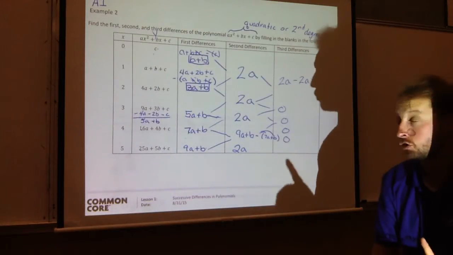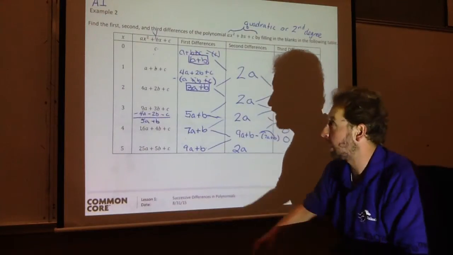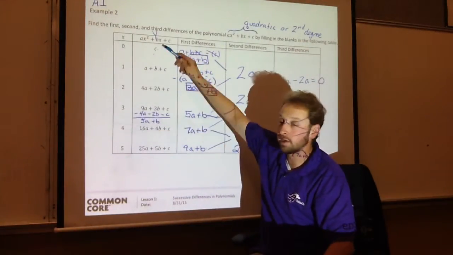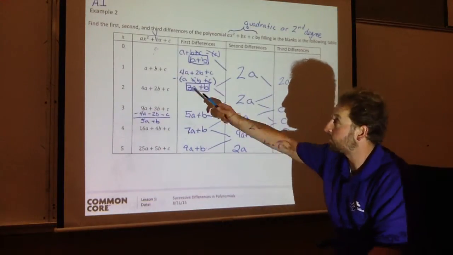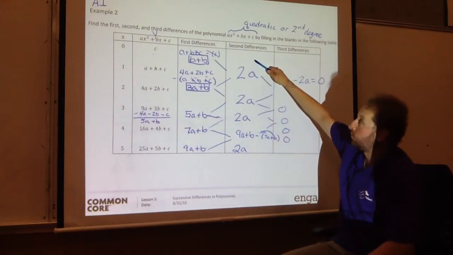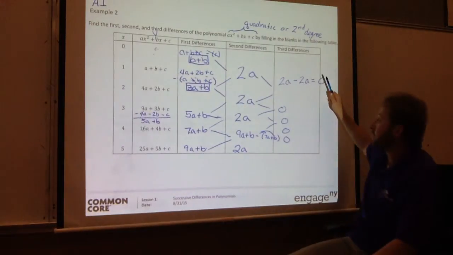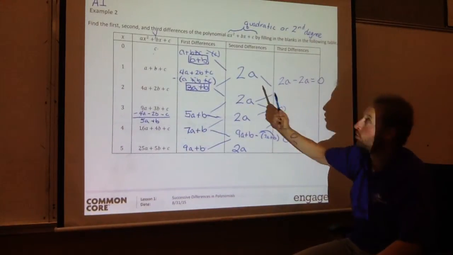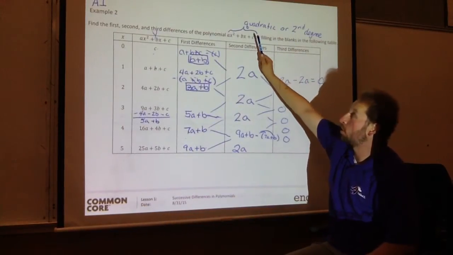So if you're asked a question, is a table I'm given, an XY table I'm given, a quadratic? If you look at the differences, not the first difference, but the second difference, if they are all the same, and the third differences are 0, then you know you're dealing with a quadratic or a second degree polynomial.